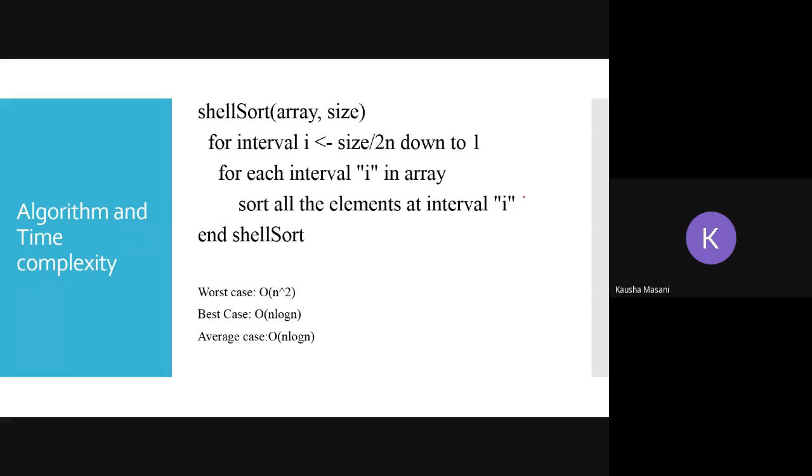So see, this is how the algorithm is written. We are writing shell sort, and the parameters that we are giving are the array and the size of the array. So for interval I, size divided by 2 down to 1. That means the interval we take is whatever we want to take. Interval means the distance or say the gap. You can decide that and then go down till 1. You cannot go to 0 gap. You have to go down till 1. So for each interval I in the array, you are sorting the elements, and that is the end.